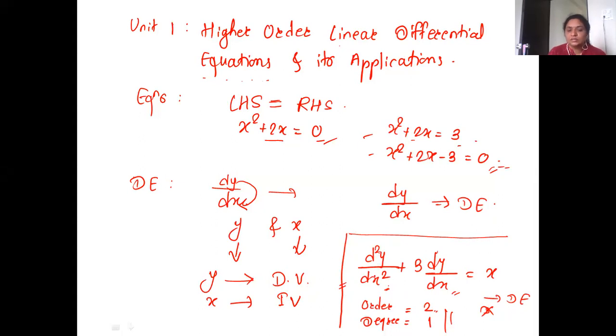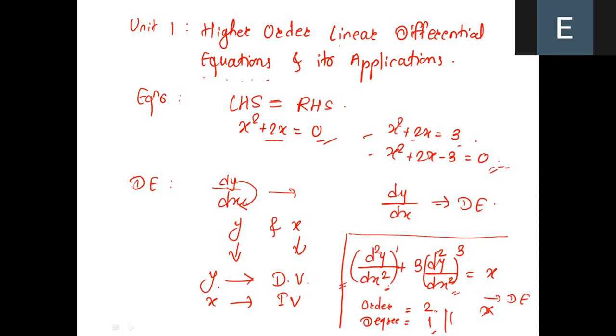Degree is the highest power of the highest order derivative. So this is the highest order derivative, and its highest power is the power something is raised to. Here it is raised to 1, so degree is 1. Say I change my equation now to d2y by dx square, whole cube. Now I have changed the equation. What is the order and degree here? Order 2 and degree 3.